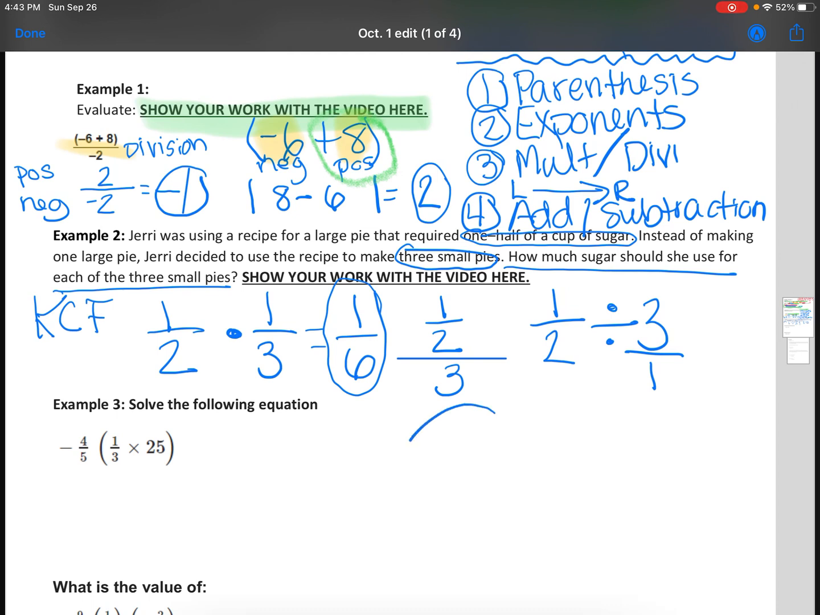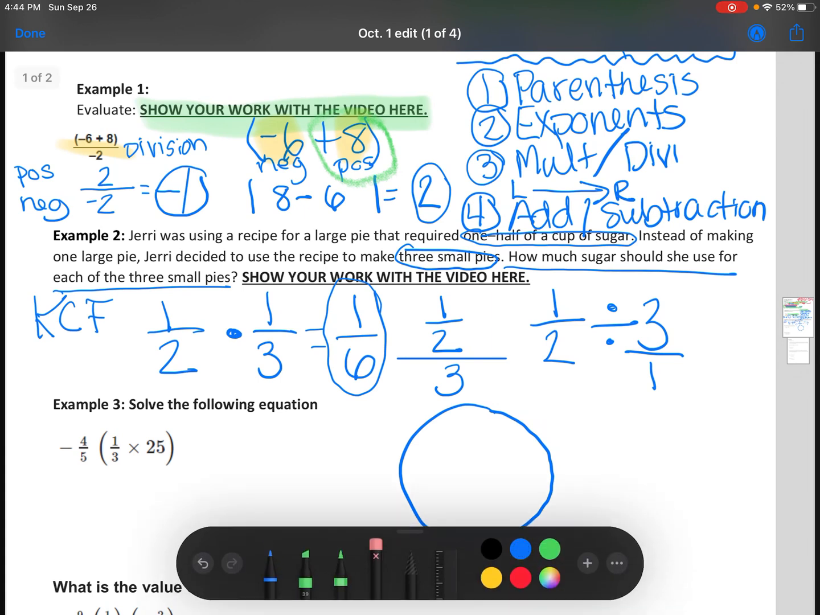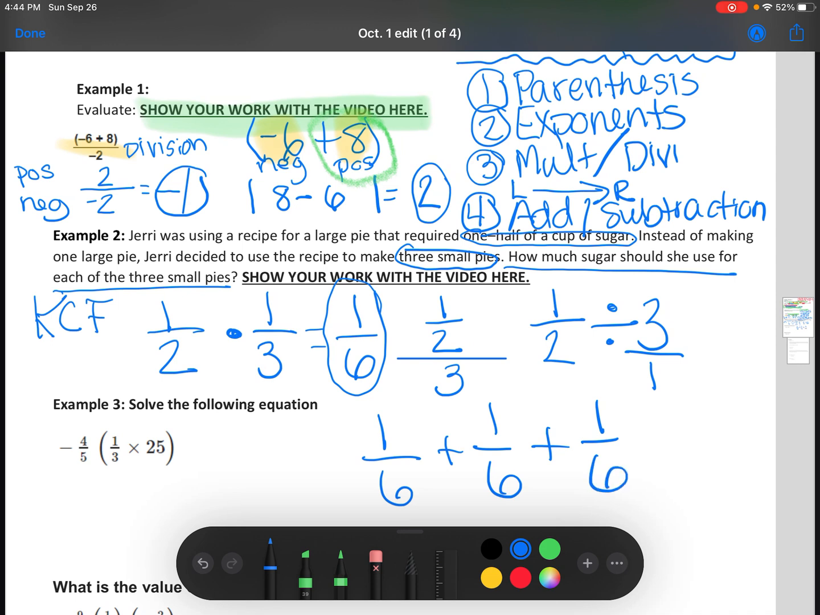And to check that, we could check ourselves. So to make 3 small pies, we would have 1/6 plus 1/6 plus 1/6. And then we get 1 plus 1 plus 1, which is 3. I can go ahead and add them because they all have the same denominator. 3/6, I know, can be divided by 3. Divide by 3, and I get 1/2. So we did get the correct answer. So 1/6 of a cup.